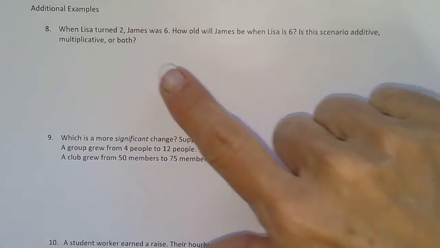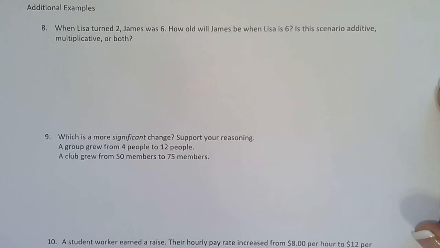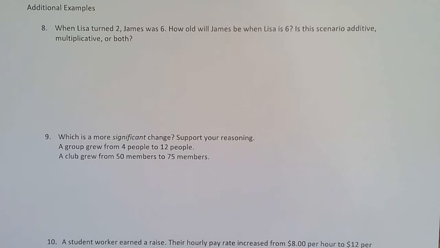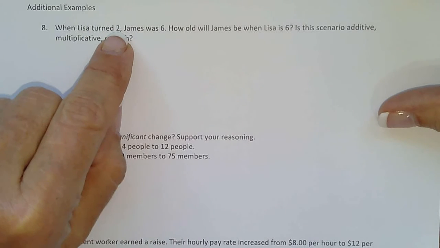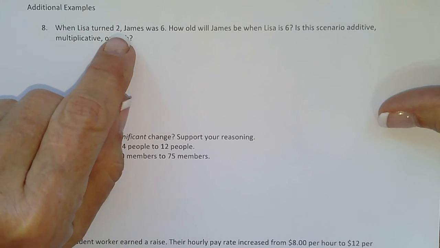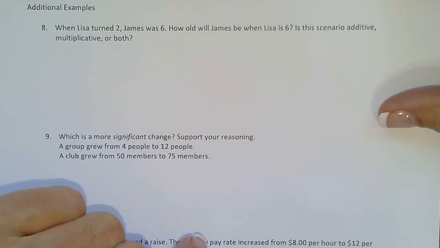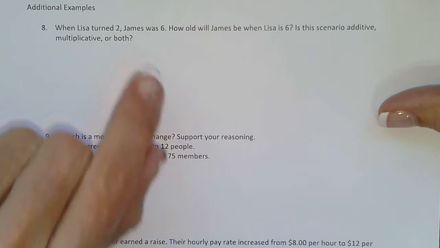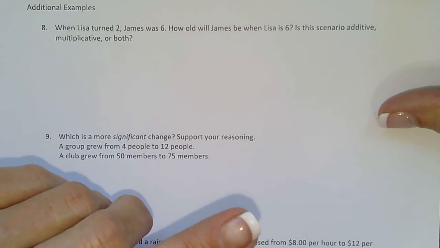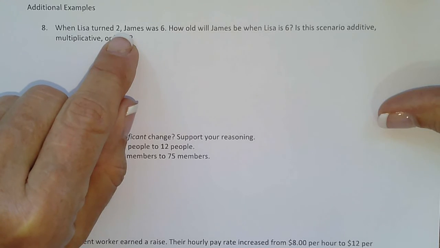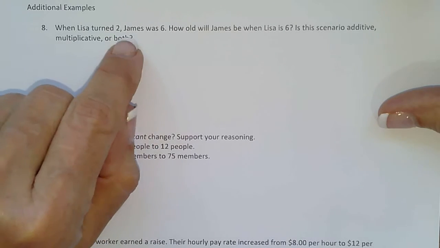So Lisa's 2 and James is 6. How old will James be when Lisa's 6? So this is what your mind should be saying. Do I add to Lisa's age to get James? Or do I multiply 2 times 3? James is 3 times older. So the question I ask myself, if I say, oh, this is a multiplication problem, James is 3 times older, then when Lisa's 3, is James going to be 9? Because 3 times 3 is 9.